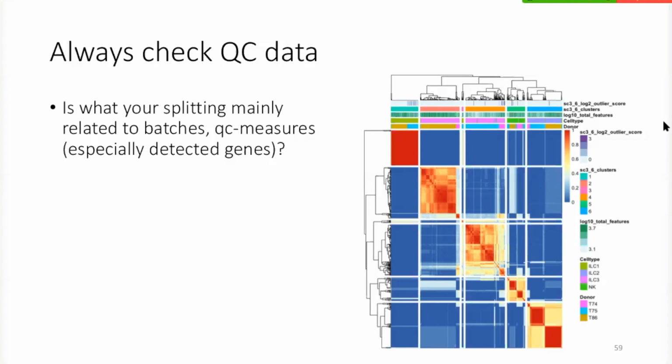So always try to make these plots, and they're relatively simple to make, where at the top you put all the metadata that you have. So this is the donors I have, this is the cell types, this is the log 10 of the total features, so the number of genes or UMIs. And then you don't want something, in this case, for instance, this cluster has a relatively lower count than this one. So these are things that you should be worried about.